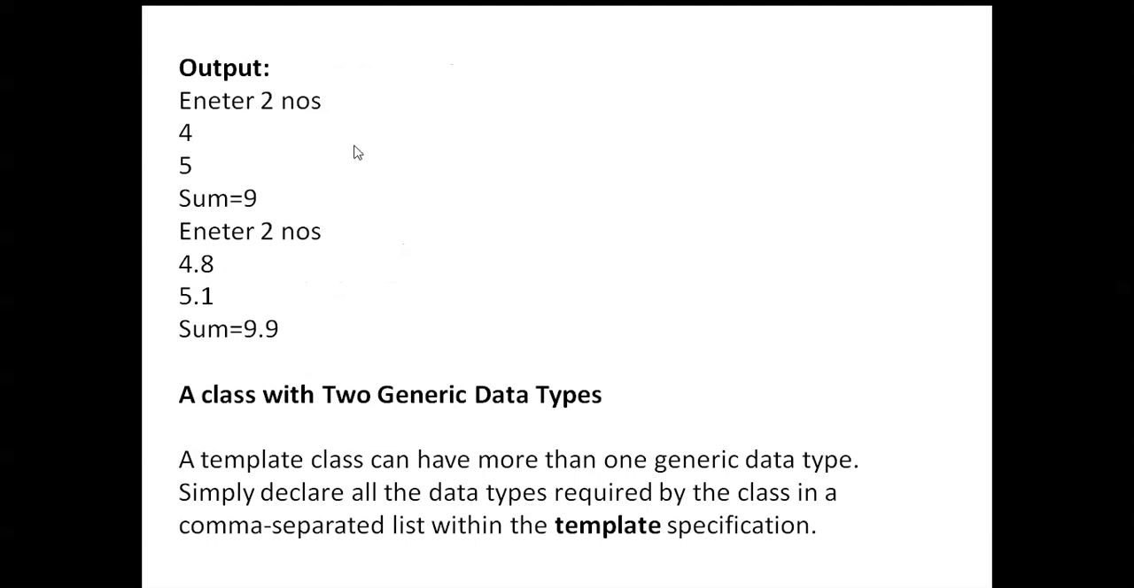Enter two numbers, 4 and 5. Sum is equal to 9. Enter two numbers, 4.8 and 5.1. Sum is 9.9.